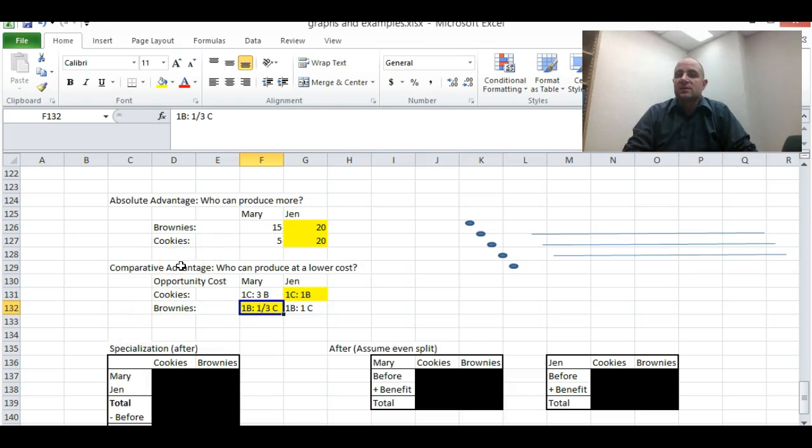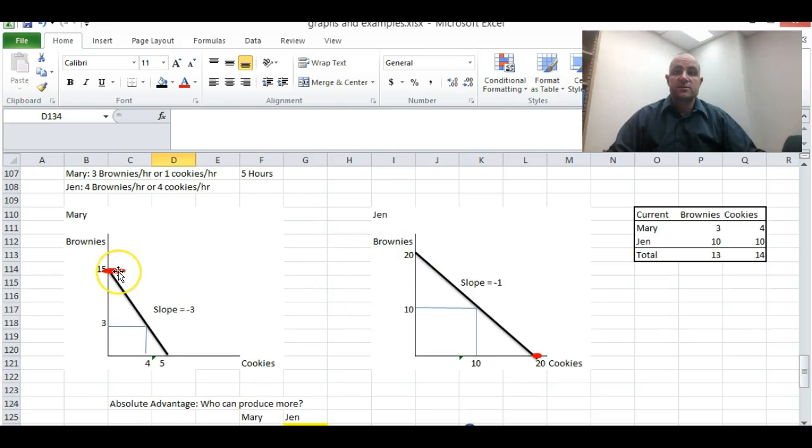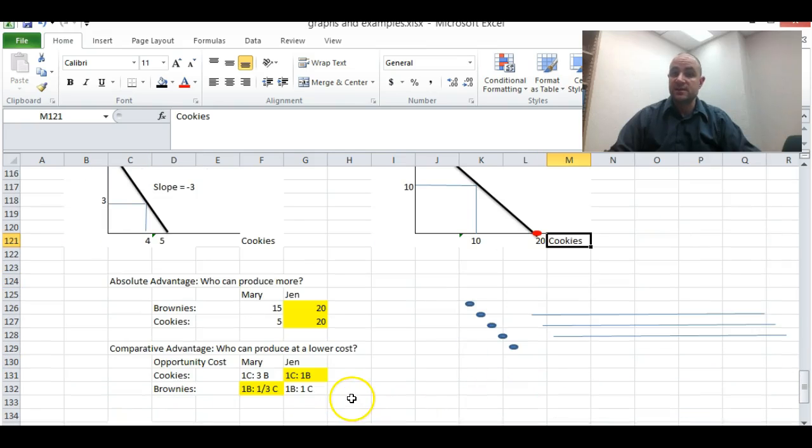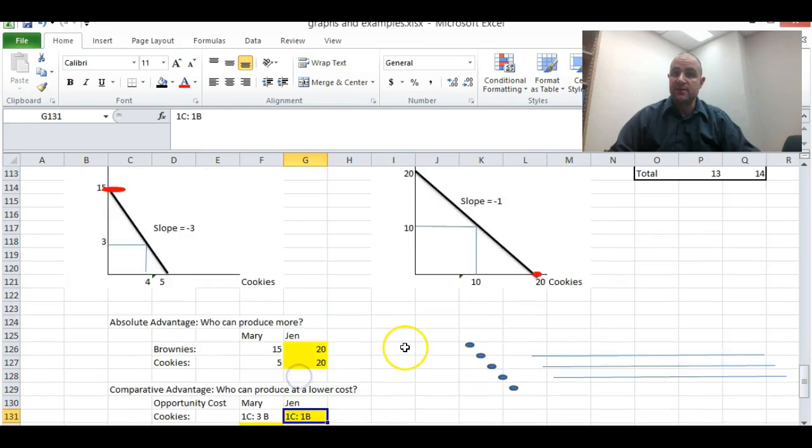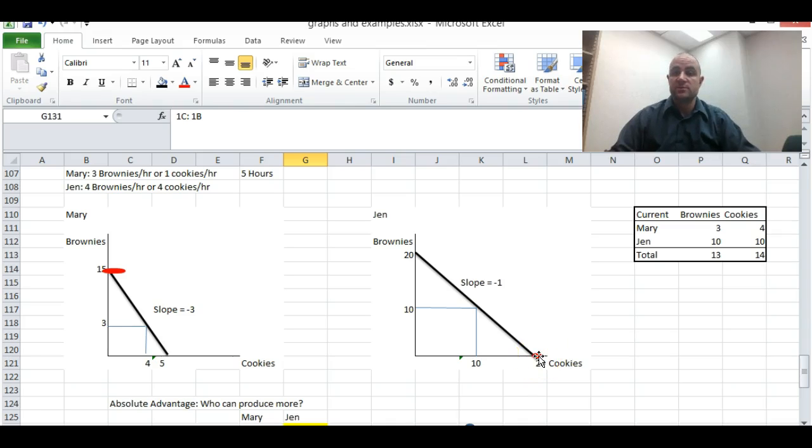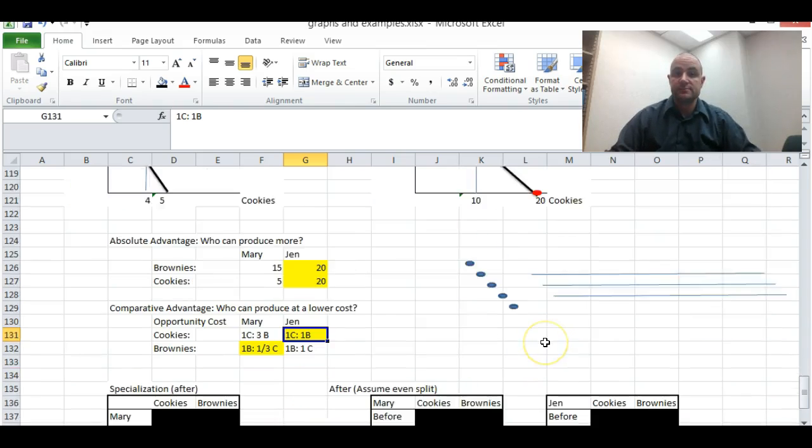So they get together and say, look, let's do this. Jen, you give up less to make a cookie, so you're better at making cookies. You do cookies. I'm better comparatively at making brownies, so I'll make the brownies. Mary's going to focus on making brownies. She's going to make 15 brownies, no cookies. She's going to specialize there. Jen is going to specialize in making the cookies, because that's what she has the comparative advantage in. So she's going to make only cookies. She's going to make 20 cookies, no brownies.